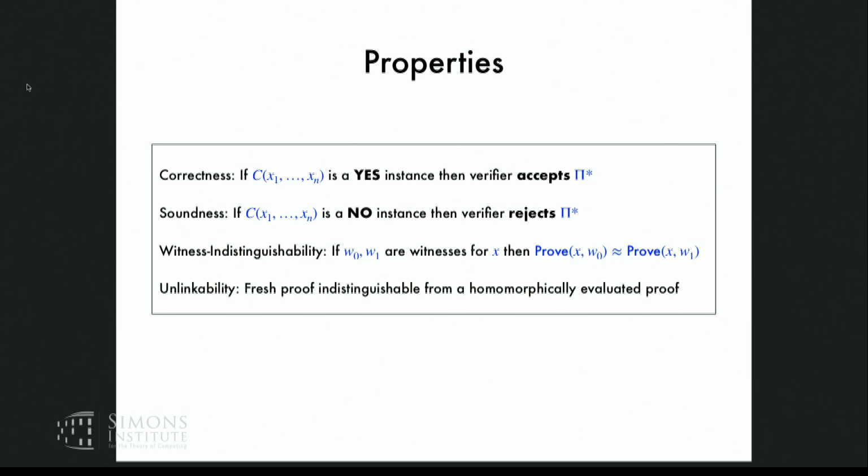Now you additionally also have the witness indistinguishability guarantee, which just says that if you compute the proof with respect to one witness or with respect to a different witness for the same instance, you should not be able to tell apart.